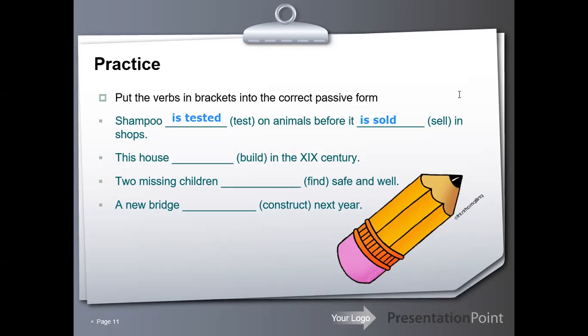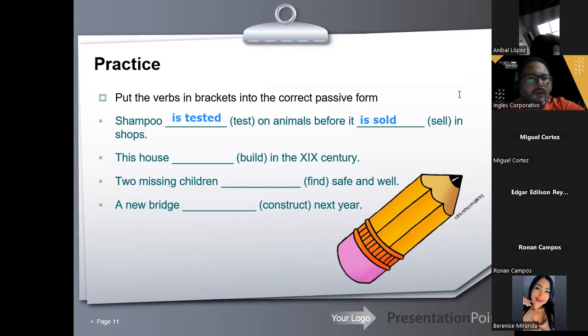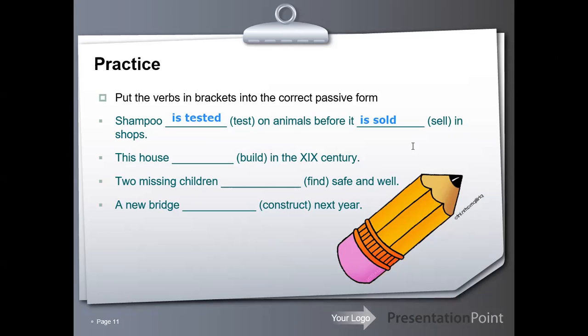So if I say, for example, Berenice built this house in the 19th century. So we have, that is active, right? So, but as I told you before, ¿qué vamos a identificar? ¿El tipo de verbo, sí o no? Yes. Sigo insistiendo en los verbos, ok? Búsqueme, por favor, pasado y pasado participio de build. Después se van con find y después se van con construct.